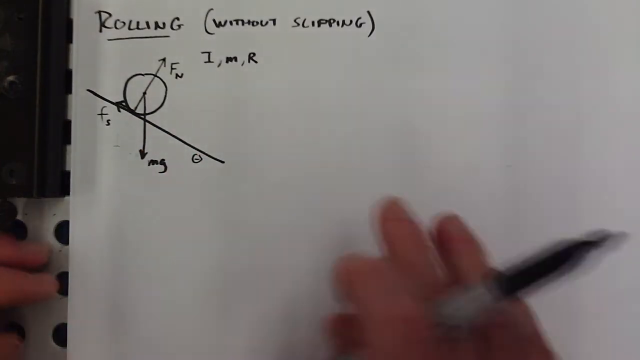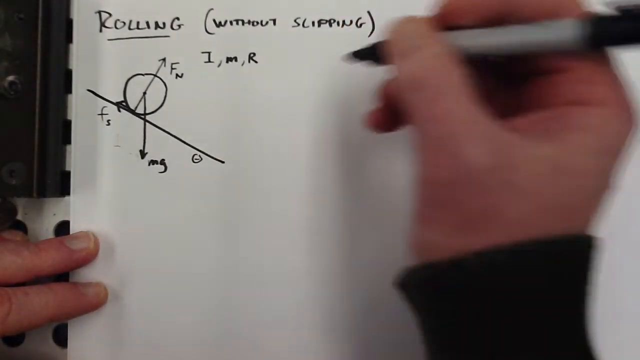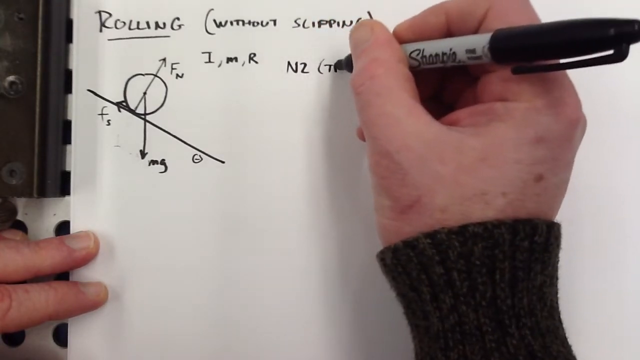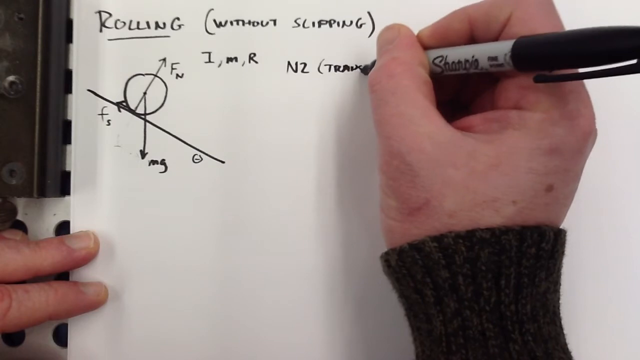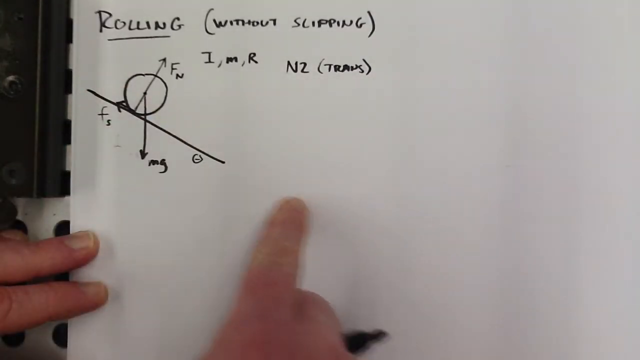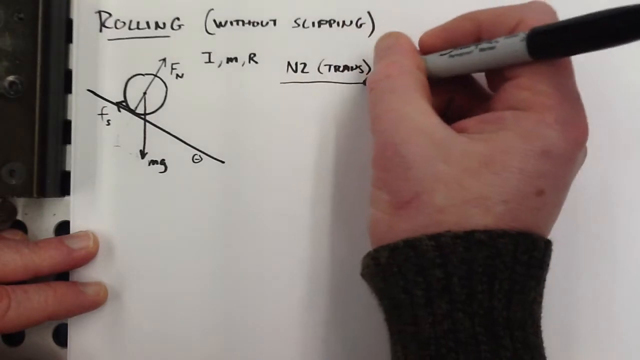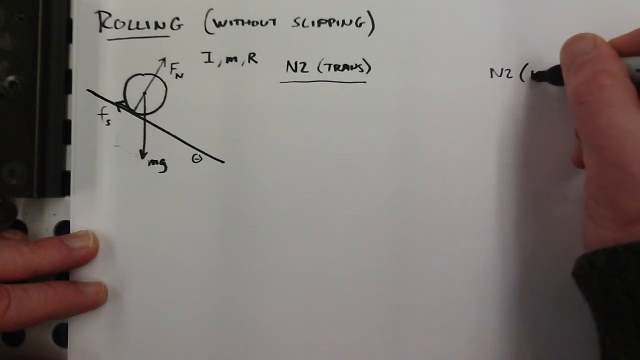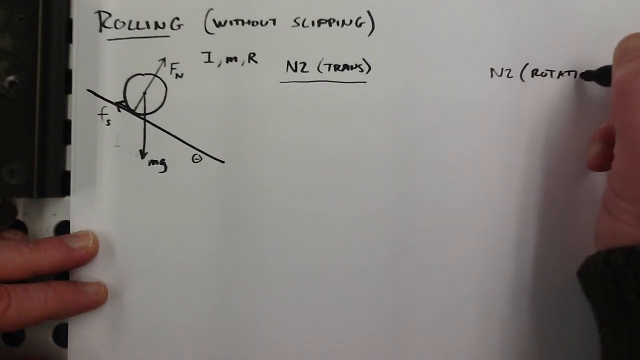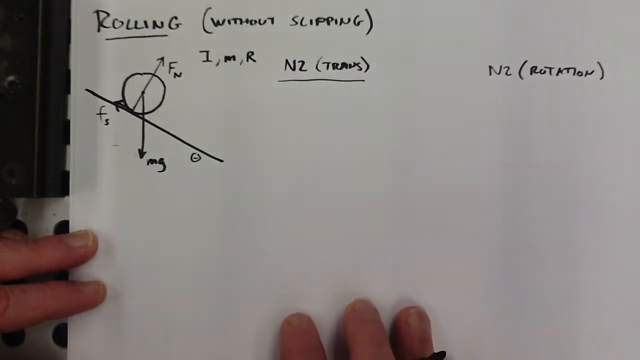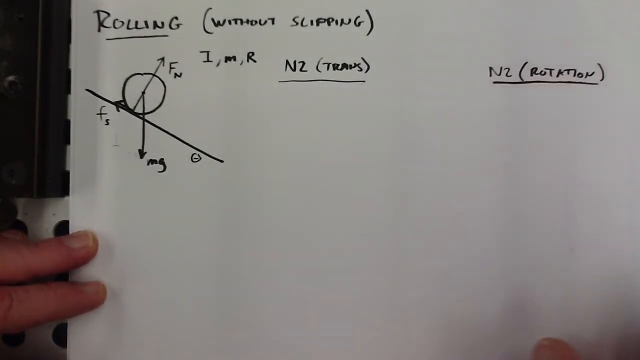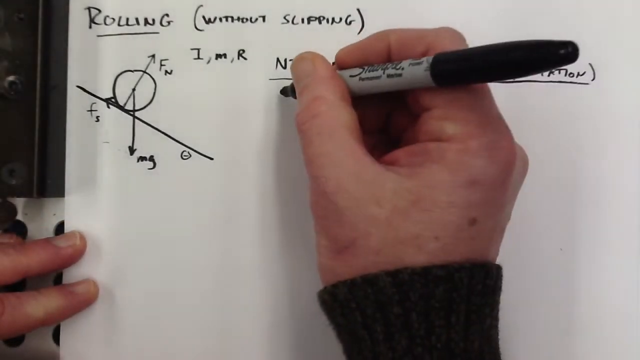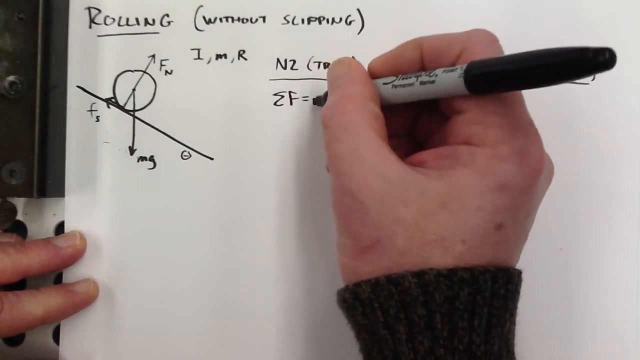So what I'm going to do now is Newton's second law in its translational form. Translational meaning that we're talking about moving from one place to another. And then over here, I'm going to do Newton's second law in its rotational form. And I promise I'll move the paper over in case you can't see that whole thing. So Newton's second law in translational form: the sum of all forces is equal to mass times acceleration.